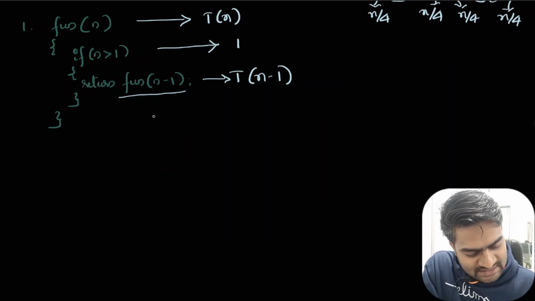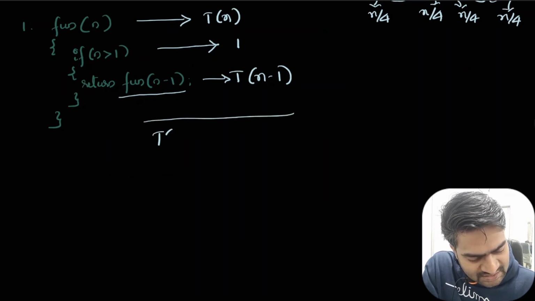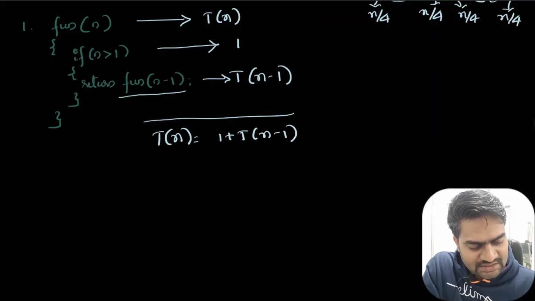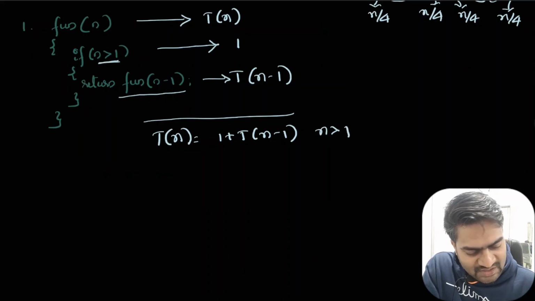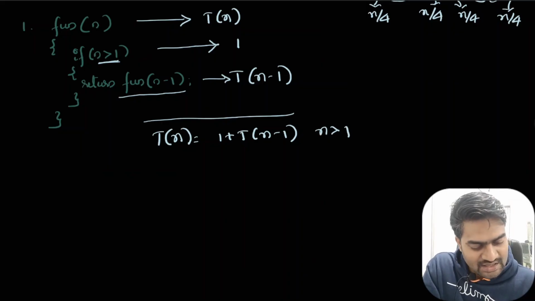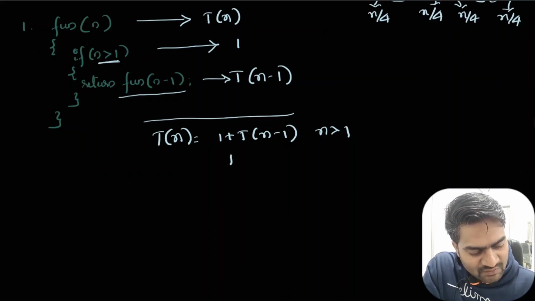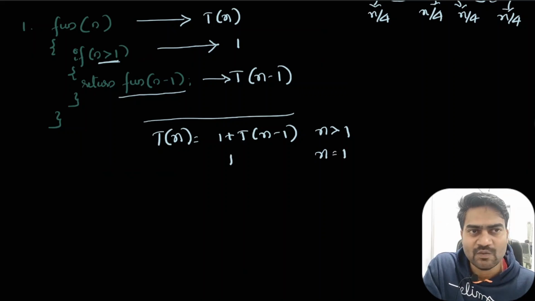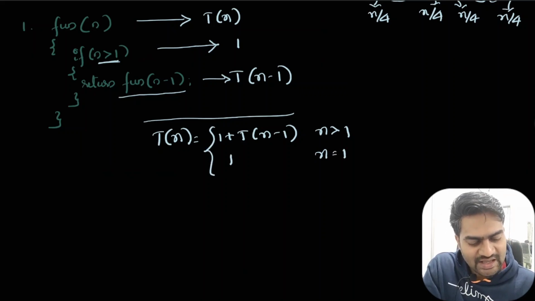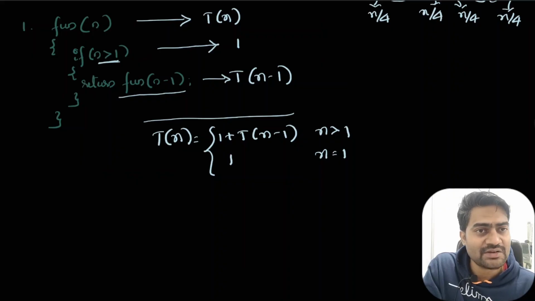So what is the total function T of n for this equation? It will be 1 plus T of n minus 1, but this is when n is greater than 1. As soon as n becomes 1, the problem is solved. There is only the condition check that happens, so it will be only 1 when n is equal to 1. This is the time function for this particular recursive function.